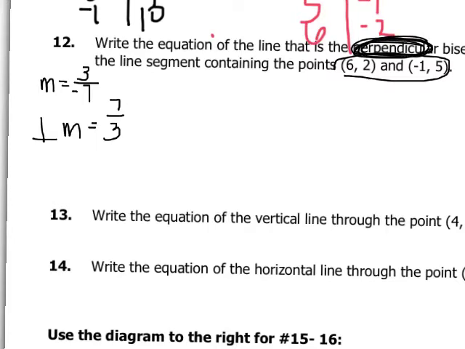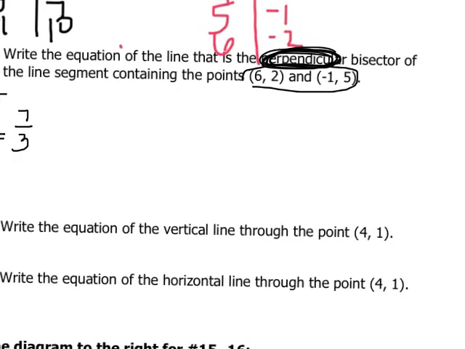Okay? Now I've got to take care of the word bisector. So I just think of these as two separate words. They cause two separate things. Bisector means find the middle. So the middle is add and divide by 2. 6 plus negative 1 is 5, divided by 2 is 5/2. And 2 plus 5 is 7, divided by 2. So my midpoint is at 5/2 and 7/2.